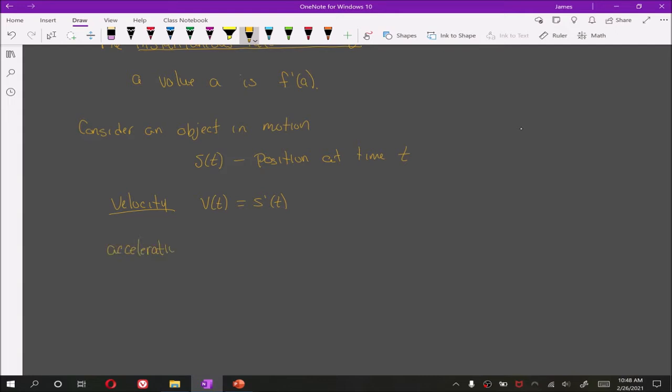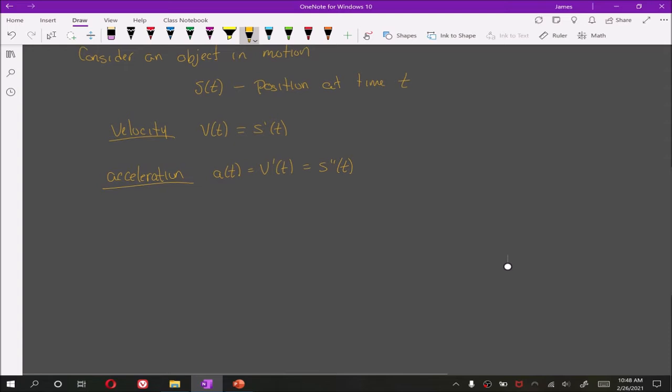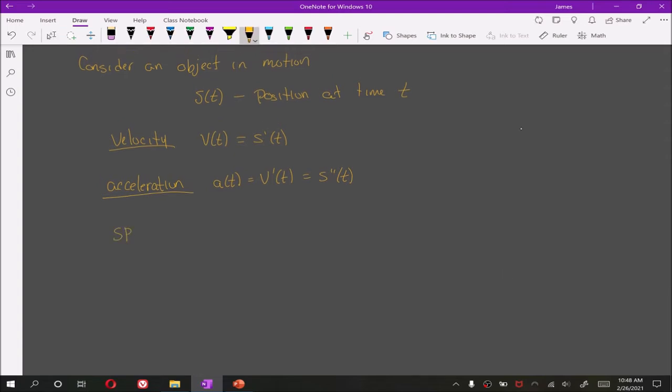Acceleration of the object, represented a of t, is the change of velocity with respect to time. So it is v prime of t. But notice that is also s double prime of t. So it's the second derivative of position. Then we also have the speed of the object. This is simply represented as the absolute value of its velocity.